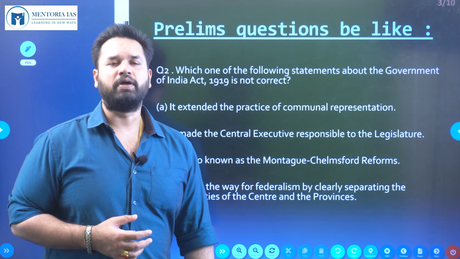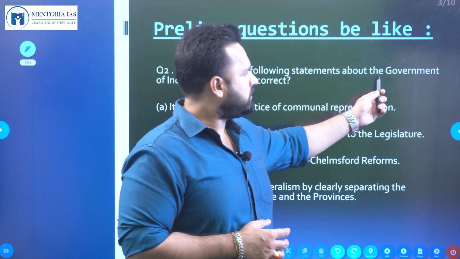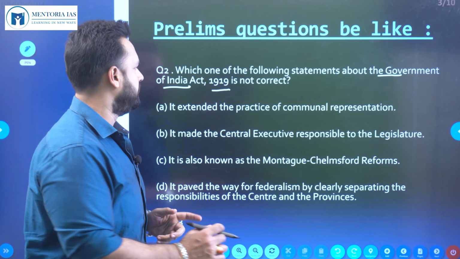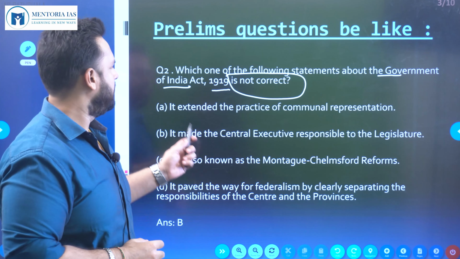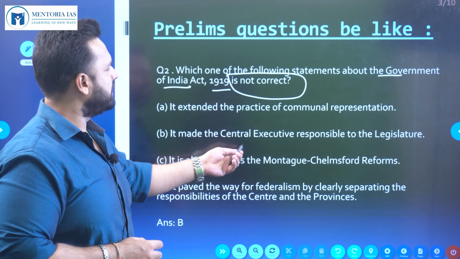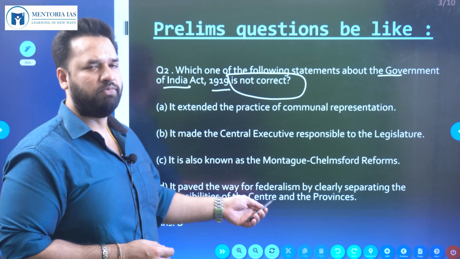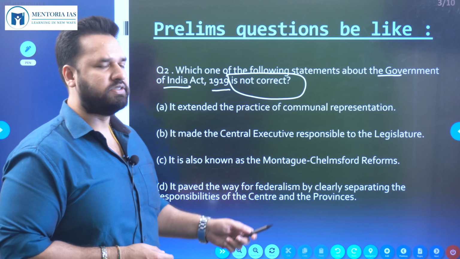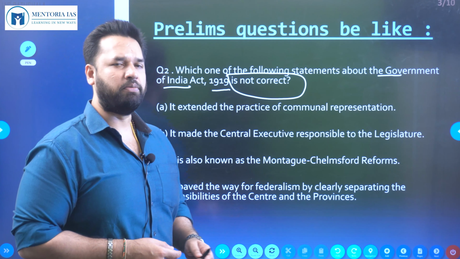Let's have a look at the second question. Which of the following statements about the Government of India Act 1919 is not correct? Option 1, it extended the practice of communal representation. Option 2, it made the central executive responsible to the legislature. Option 3, it is also known as Montague-Chelmsford reforms. Option 4, it paved the way for federalism by clearly separating the responsibilities of the center and provinces.